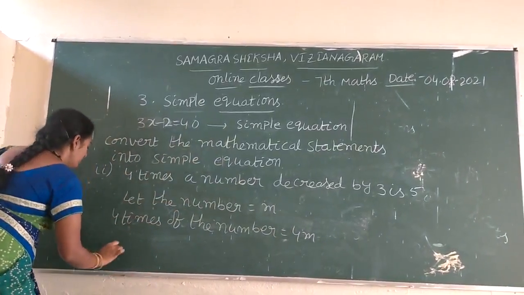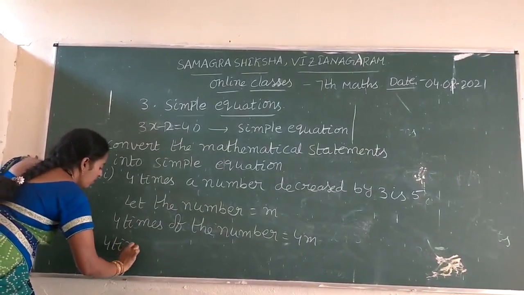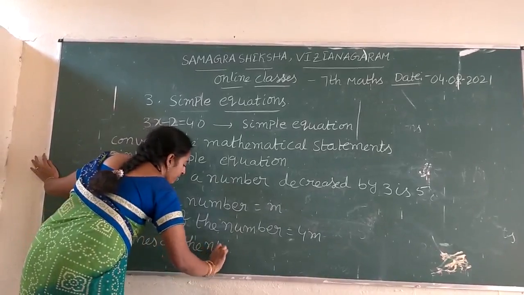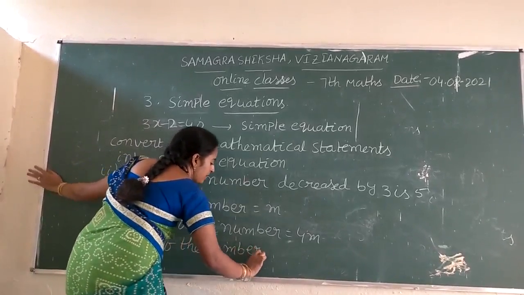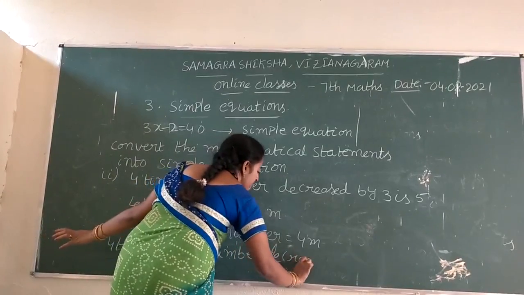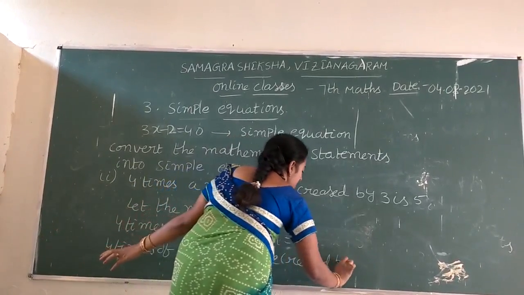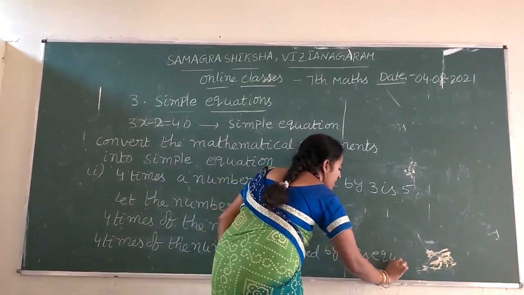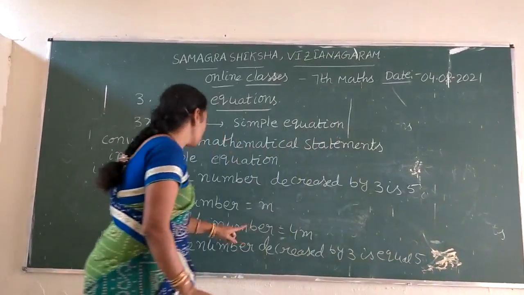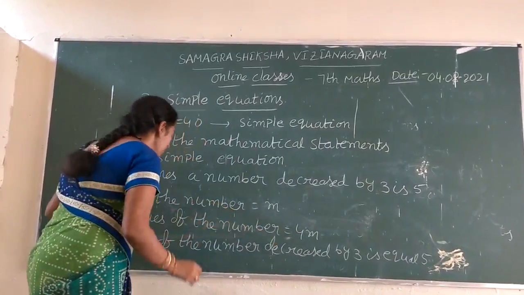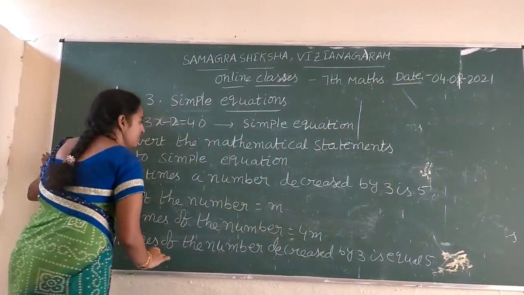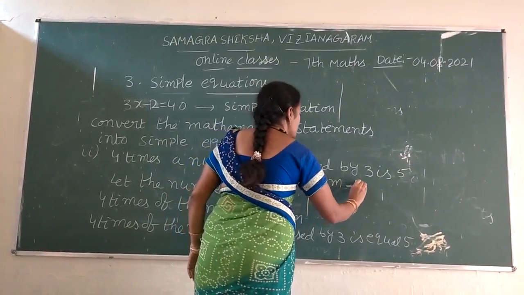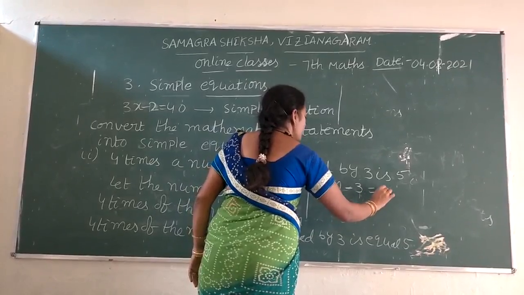Now this 4 times of the number decreased by 3 is equal to 5. It is given. So 4 times of a number, 4m, is decreased by 3. 4m decreased by 3 is equal to 5.